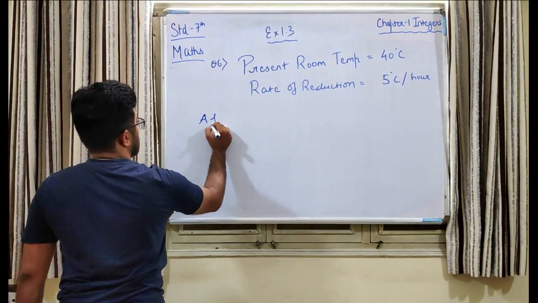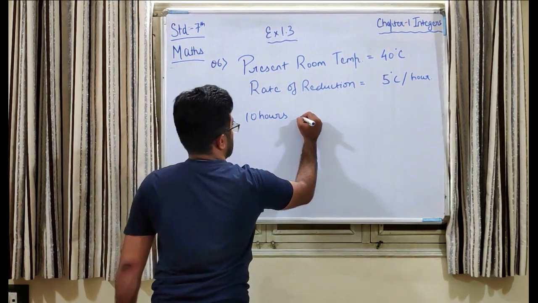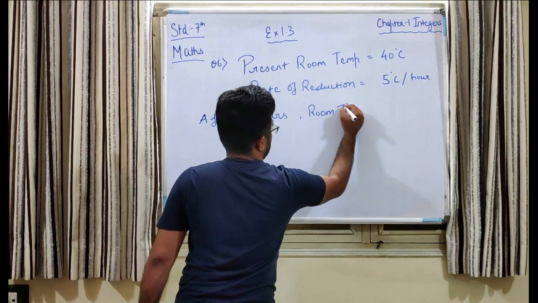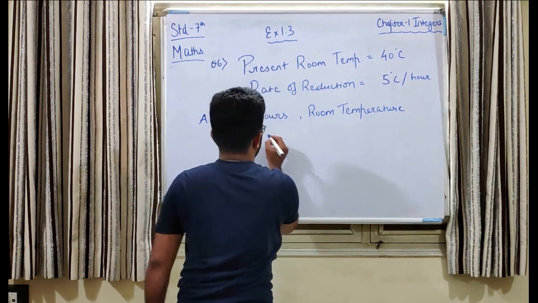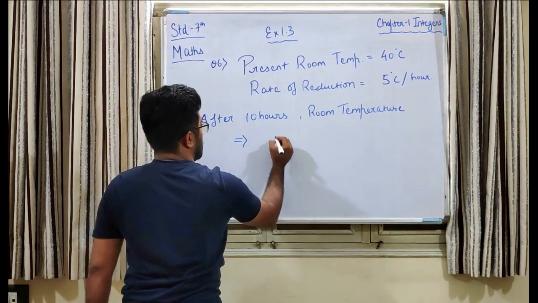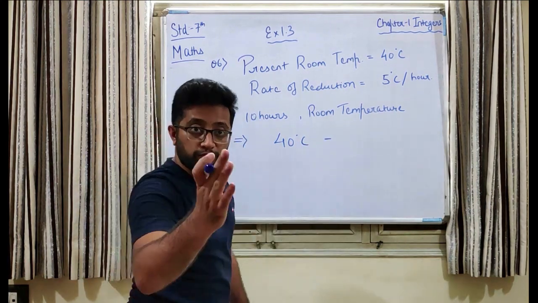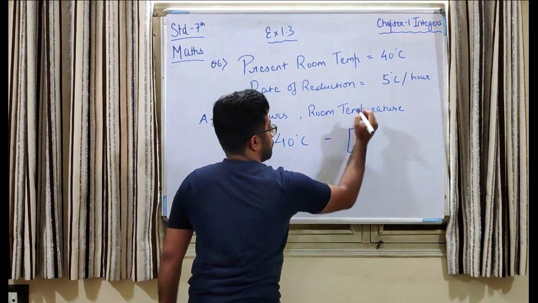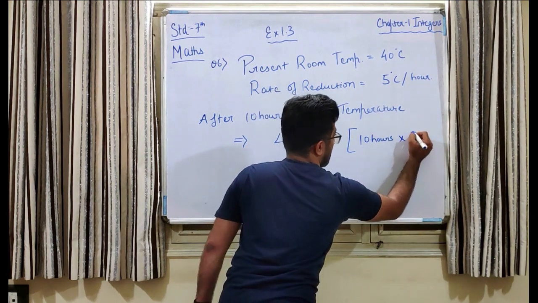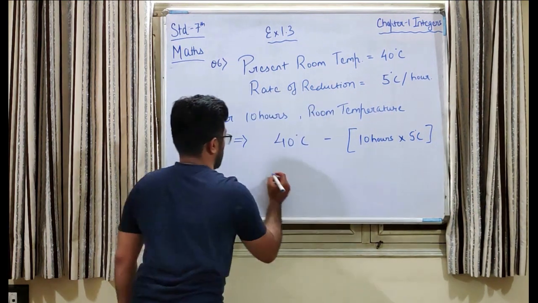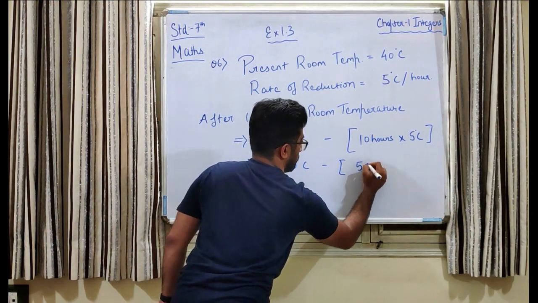So after 10 hours, room temperature is equal to the present room temperature, 40 degrees Celsius, minus the reduction for 10 hours. For 10 hours it was reduced by 5 degrees Celsius every hour. So 40 minus 10 into 5, that is 50 degrees Celsius.